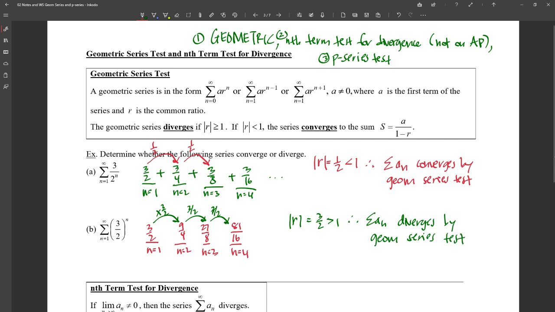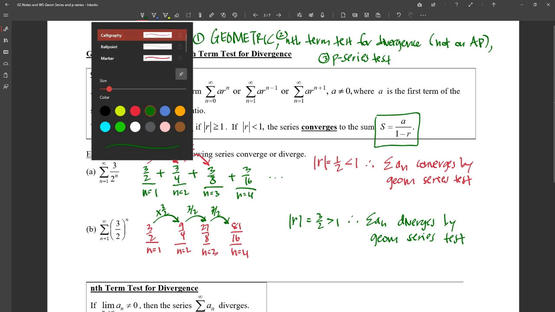So if R is greater than or equal to 1, then the series diverges. If the absolute value of R is less than 1, then this series converges. And something extra: if the series does converge, I can actually calculate what it converges to. Of all the series you learn, this is the only one where you can actually calculate what it converges to. The other one is the telescoping series, but you're not learning the telescoping series this year.